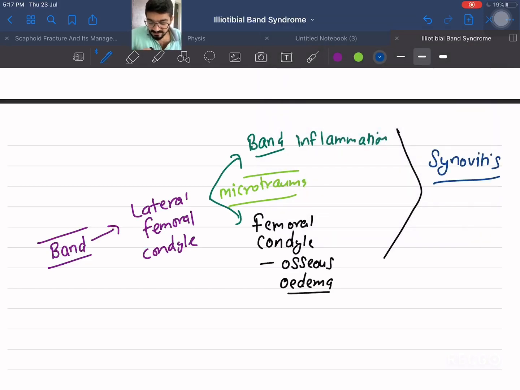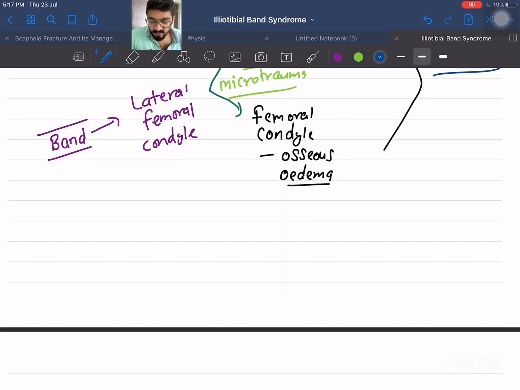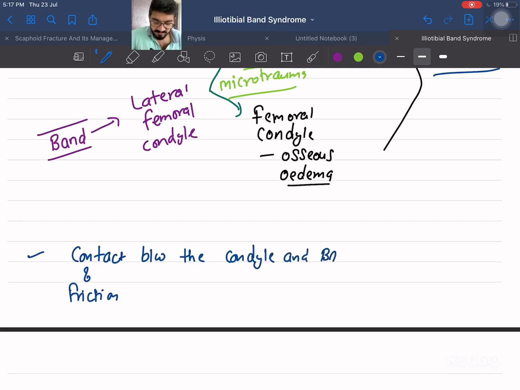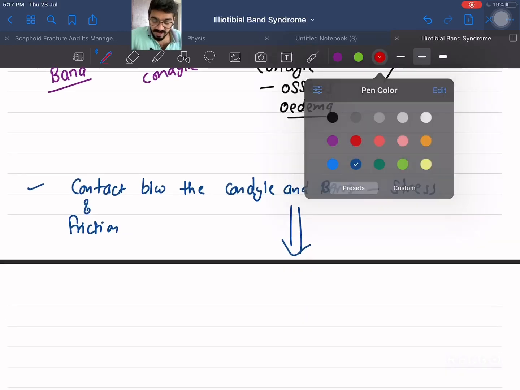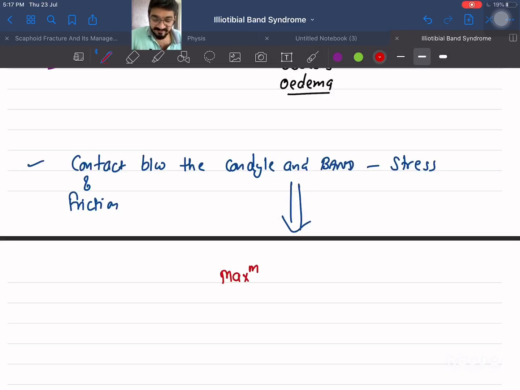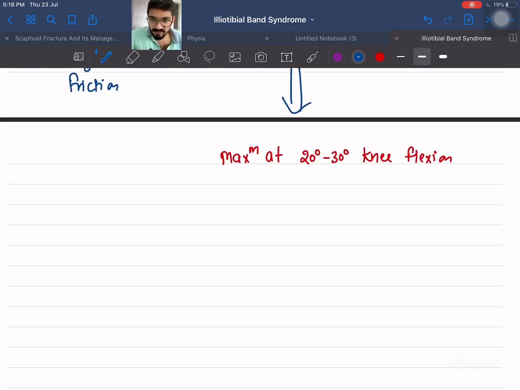Now, regarding this contact friction and the contact stress which is occurring over it, it is actually greatest at 20 to 30 degrees of knee flexion. At 20 to 30 degrees of knee flexion, this band is excessively tight or stressed. And we have a clinical implication of this also.